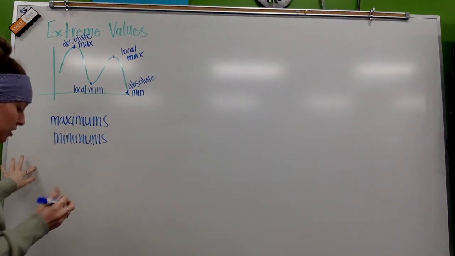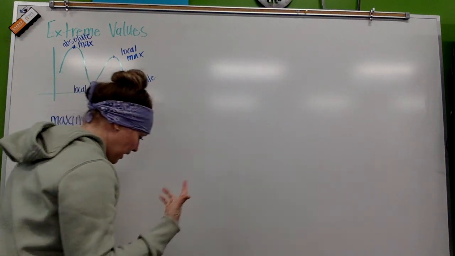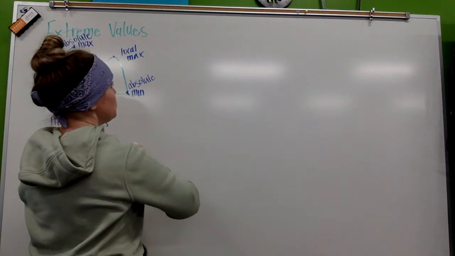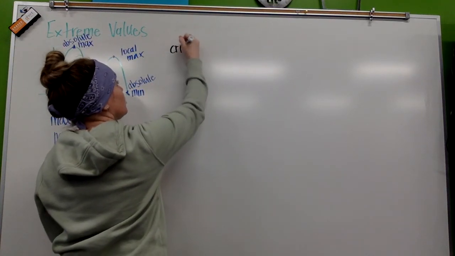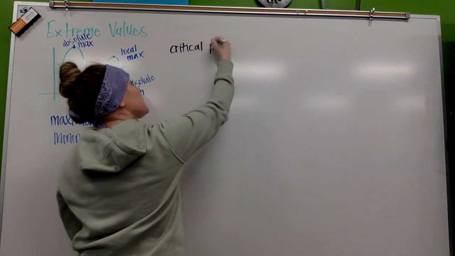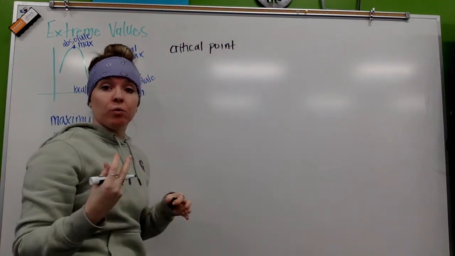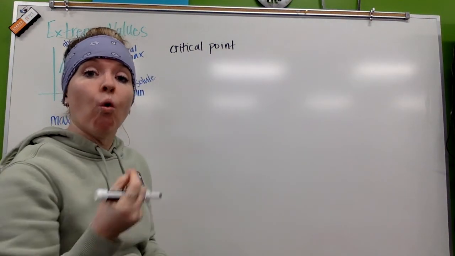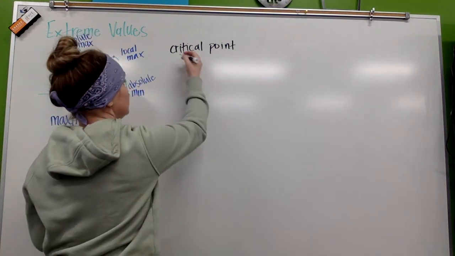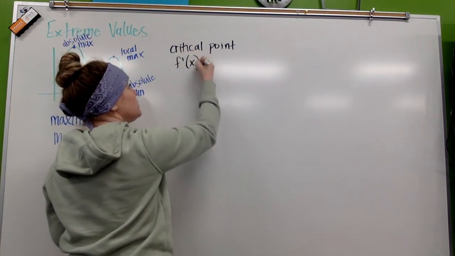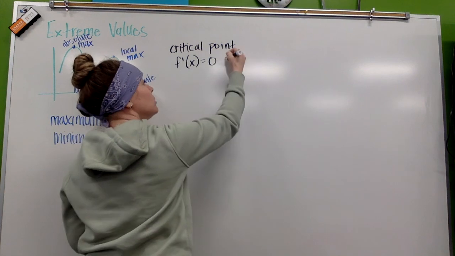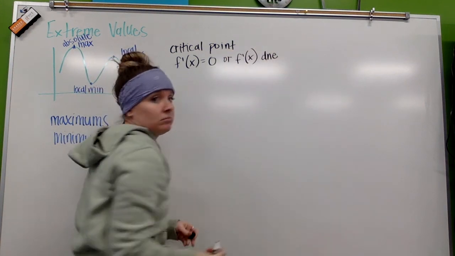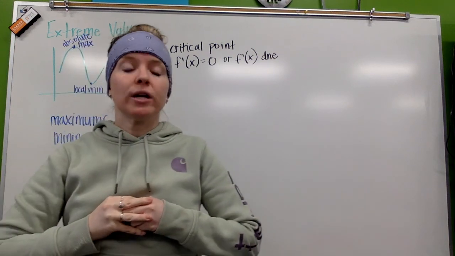Okay, so now we're going to look at some vocab here. As we're preparing for this unit, we got some new vocab. So the first one we're going to talk about is a critical point. A critical point on a graph is any time our derivative equals 0 or our derivative is undefined. So this happens when the derivative of our function is equal to 0 or when the derivative of our function doesn't exist. Okay, those are critical points.